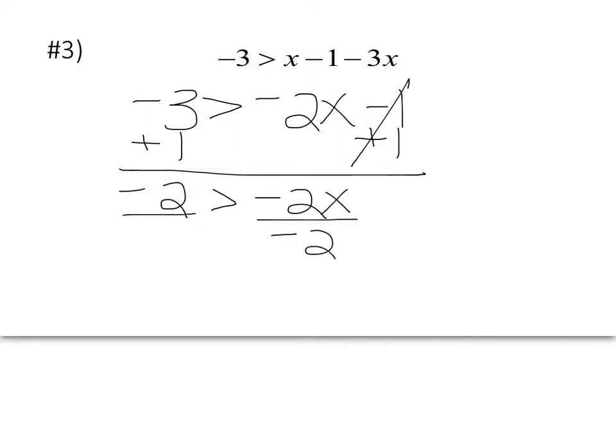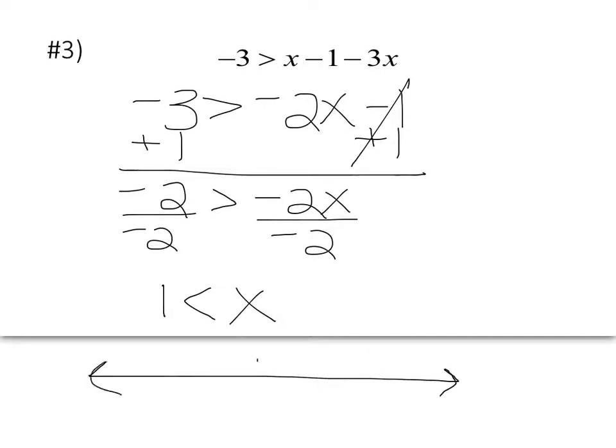Divide both sides by -2. And this is the only time that it's a little bit different than an equal sign. If you multiply or divide by a negative, you need to flip the sign. So this is going to become +1, and then I'm going to flip the sign. Notice it was greater, now it's less than x. So 1 is less than x.